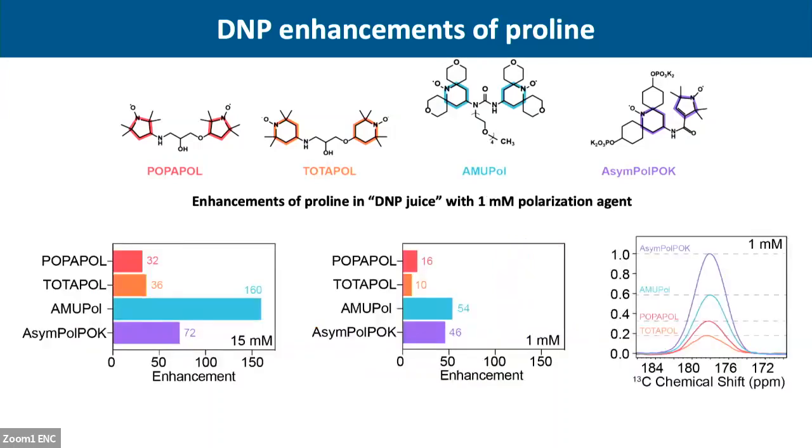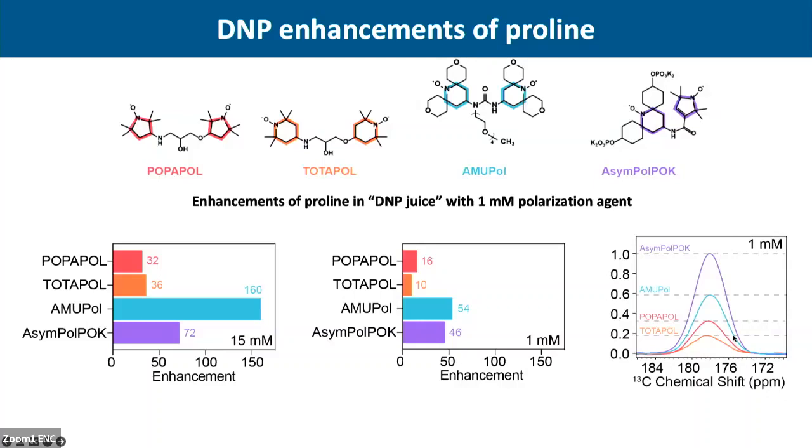Now, things become more interesting when we move to low concentrations. So here we are looking, these are the enhancements at 15 millimolar, and these are now the enhancements at 1 millimolar polarization agent, again with proline. And so here you can see that amupole and asympole POC become very similar in terms of enhancement. And actually, if you look at the total signal that you're getting, asympole POC seems to perform much better at these low concentrations compared to amupole. And popopole and totopole still remain very similar.